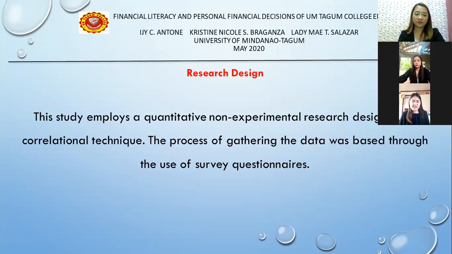So research design, this study employs a quantitative non-experimental research design using correlational technique. The process of gathering the data was based through the use of survey questionnaires.